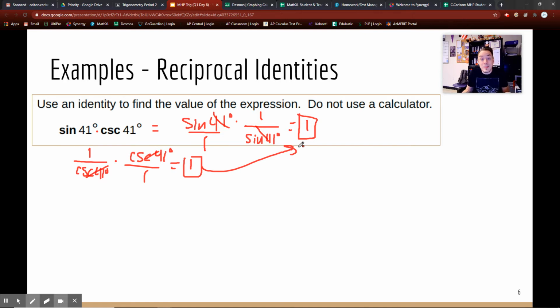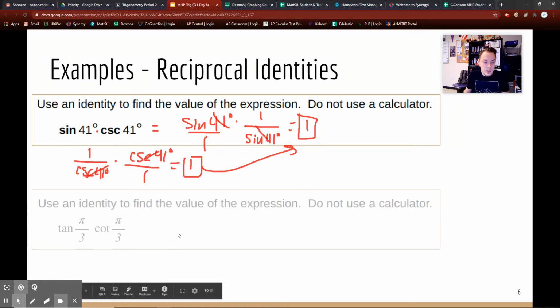And it should still equal 1 because they are identities, and since they're identities, they're equal no matter how you do them on either side. Okay? Sweet. So that is the first example.